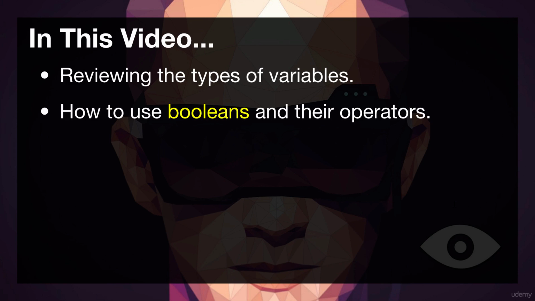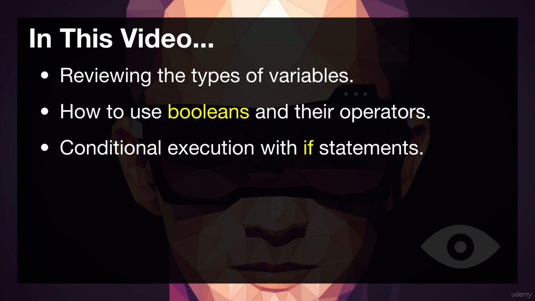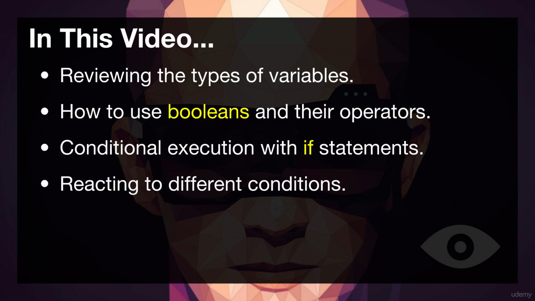So Booleans are a new type we're going to learn about, and we're going to learn about operators and Boolean expressions, and how to do conditional execution with if statements, because the main point of this is to react to different conditions, such as a different input from the user. We want our script to behave differently. Otherwise, it's kind of useless if it's just doing static calculations. So let's dive right in.